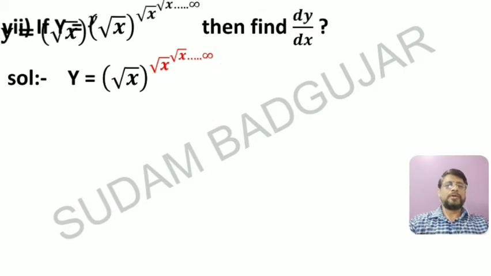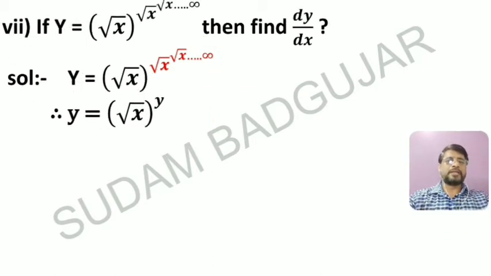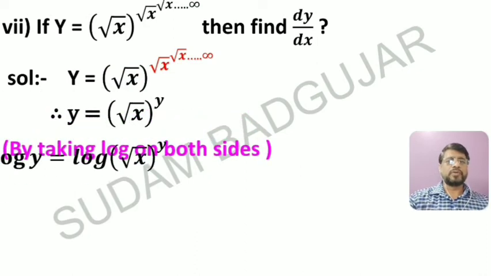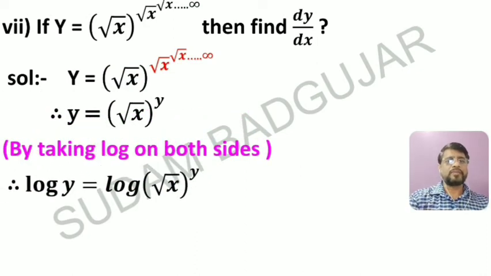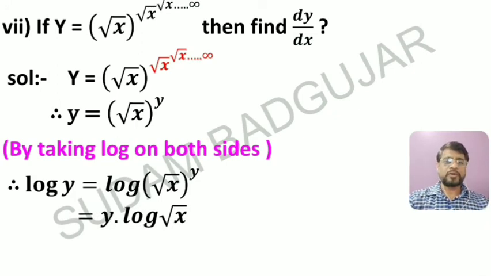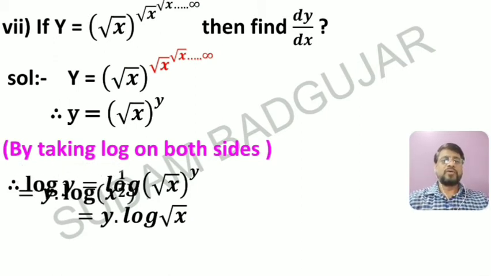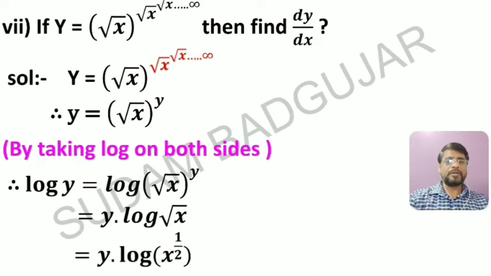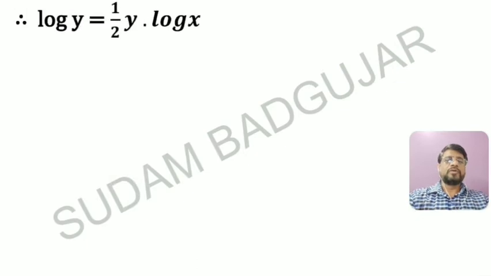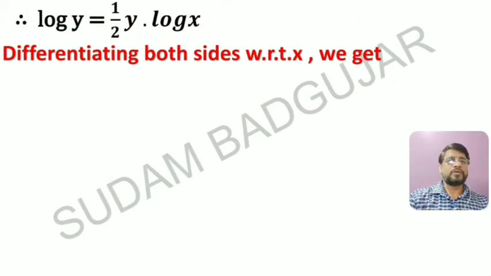So y becomes root x raised to y, and by taking log on both sides, log y is equal to log of RHS, that is log of (root x) raised to y. Again you have to apply properties of logarithm. It becomes log y is equal to y into log root x. Now keep it as it is. Or you can simplify root x. What is root x? x raised to half, that is better. So y into log of x raised to half. That power becomes a multiple, so you will get log y is equal to 1 by 2 into y into log x.